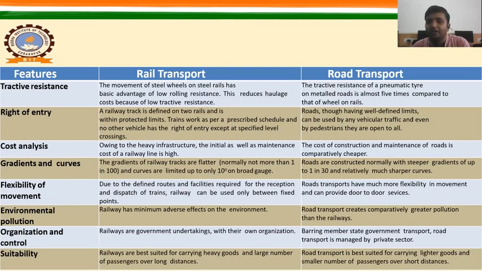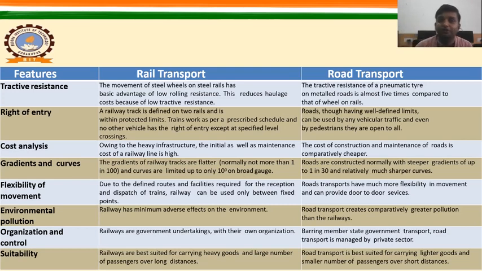Roads are constructed normally with a steeper gradient of up to 1 in 30 and relatively much sharper curves. But in case of rail transport, the gradients are flatter, normally not more than 1 in 100. And the curves are also limited up to 10 degrees, but it can go up to 30 degrees in the case of road transport.